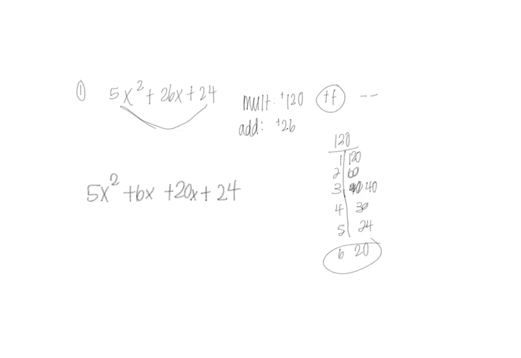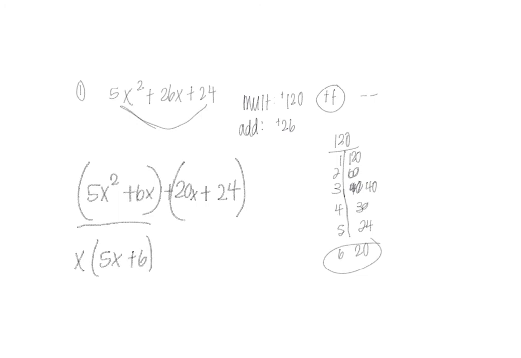6 and 20 is 26. And if I combine the like terms, these two functions are exactly the same. Now that it's a 4-term polynomial, I can factor by grouping. Okay. So, on this side, there's a GCF of x. And if you pull that x out, you're left with 5x plus 6. You see what I'm talking about?